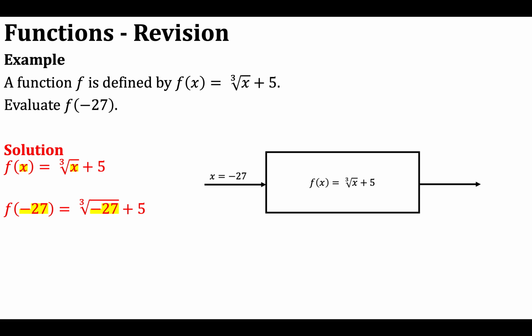f of negative 27 is equal to the cubed root of negative 27, add 5. So if we start evaluating that, we then know that f of negative 27 is equal to negative 3 plus 5. And we know then that that is 2. So you can see that the input in this function machine was x equals negative 27, and the function did its thing, and the output was 2. So f of negative 27 is equal to 2.